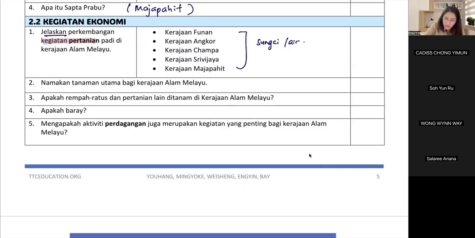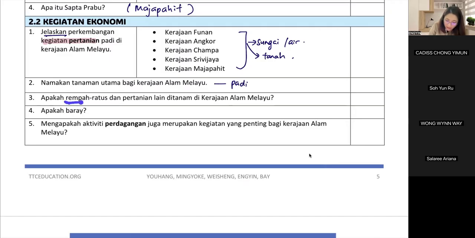So you need to tell me the river. They were always nearby the river. Some of the students even tell me, teacher, tanah yang subur. Okay lah, sama saja, but the tanah must have the water. Are you guys with me? So what did they plant? What's the main thing they plant? Paddy.